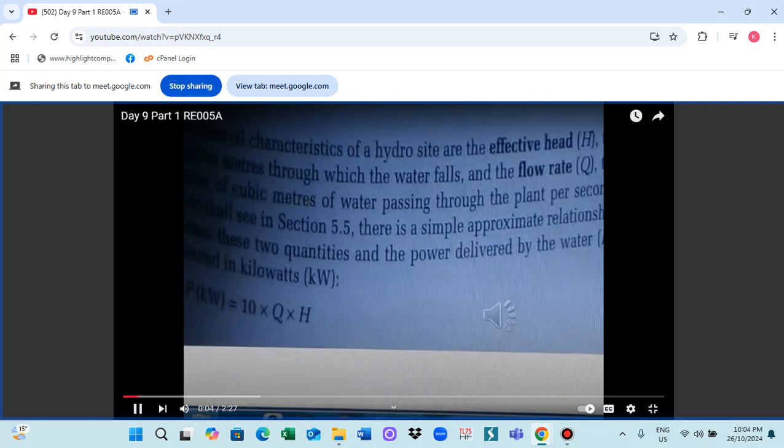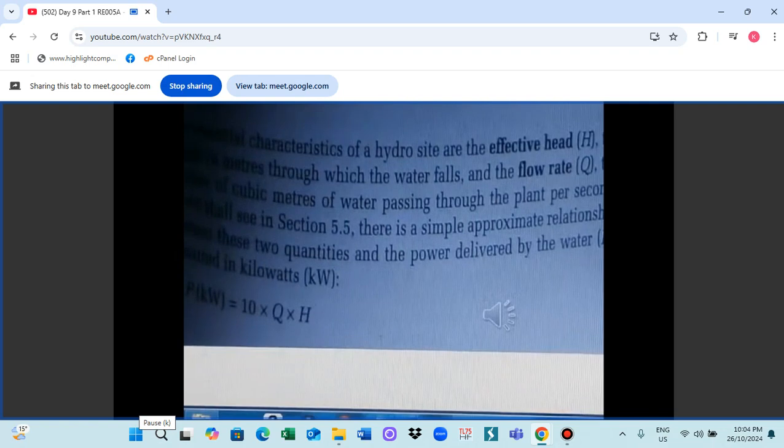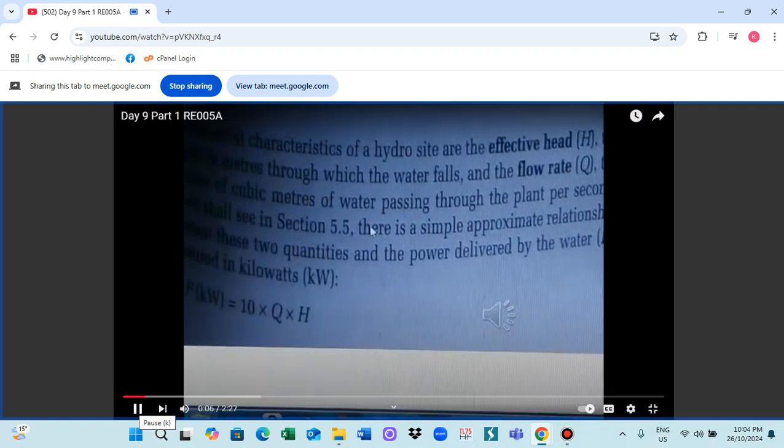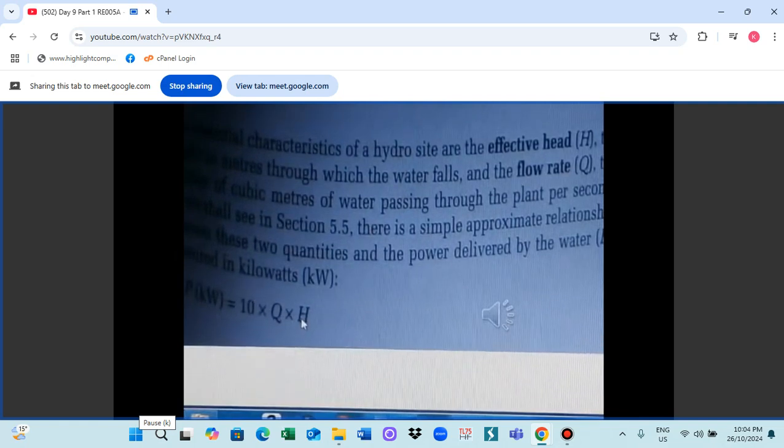Now we're talking about this hydropower. The hydropower can effectively be calculated as P equals 10 multiplied by Q multiplied by H. In this case, Q is the water volume and H is the water's height.